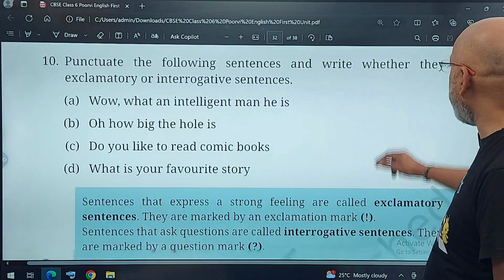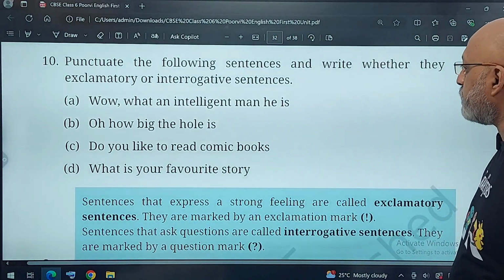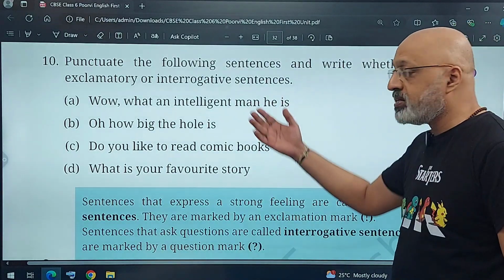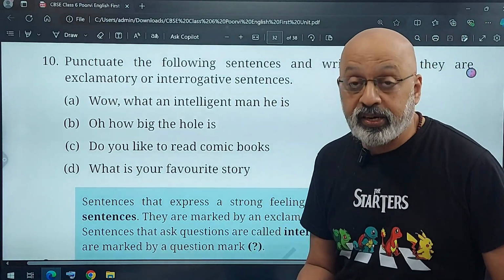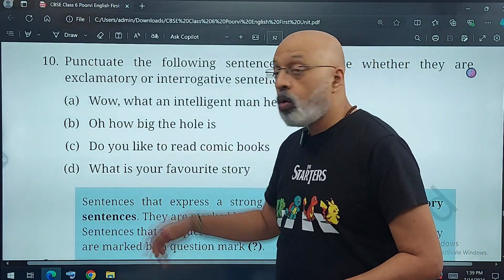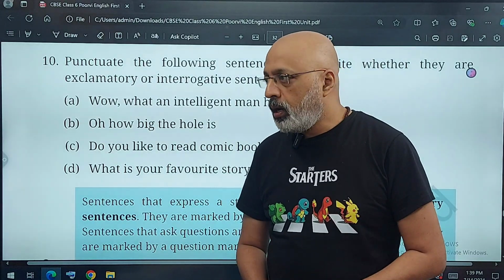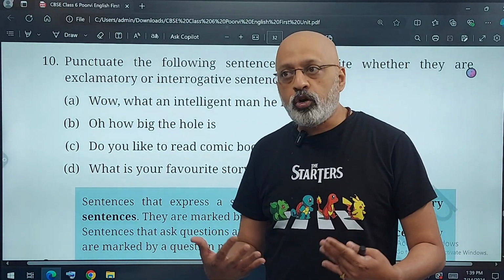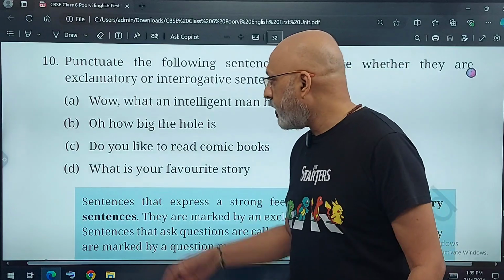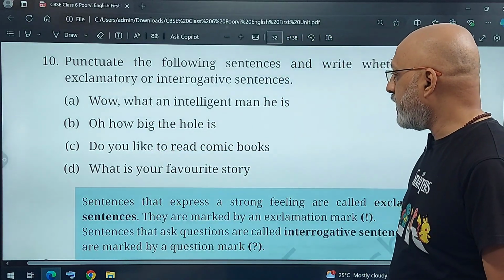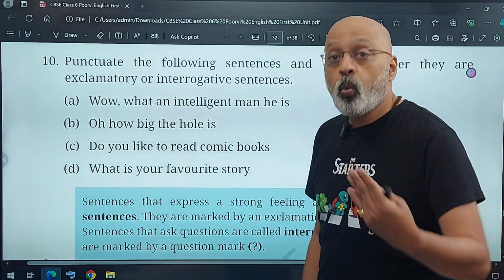Punctuate the following sentences and write whether they are exclamatory or interrogative. Sentences: "Wow, what an intelligent man he is." This is an exclamatory sentence. When you see words like wow or ah, those are exclamatory. You know, there is a sense of wonderment, right? "Oh, how big the whole is." You know, this is again a sense of wonderment.